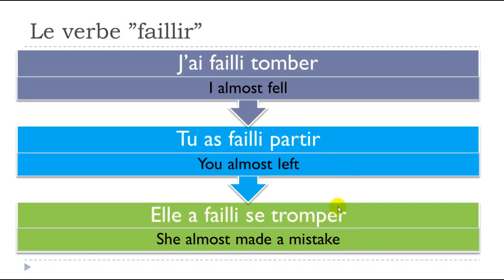So it's actually quite simple, as you see. Just put faillir at the passé composé form and put a verb at the infinitive after. J'ai failli tomber. Tu as failli partir. Elle a failli se tromper.